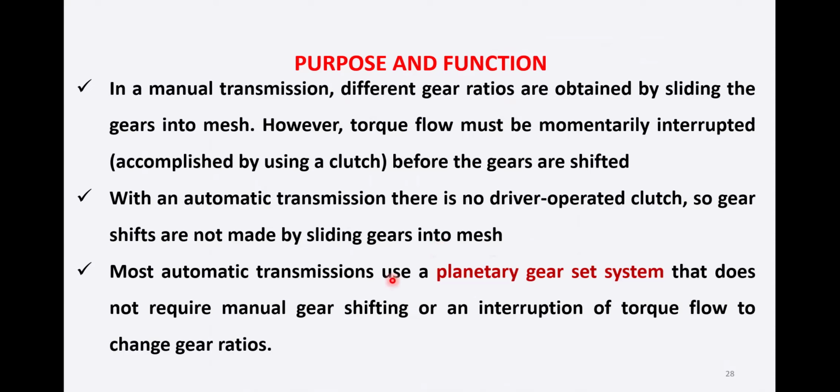Most automatic transmissions use a planetary gear set system that does not require manual gear shifting or an interruption of torque flow to change the gear ratio. So in most automatic transmissions, we use the planetary gear set system. There are other mechanisms also in automatic transmissions, but the simplest one is the planetary gear set system. There are other systems we will touch upon in our next lecture.